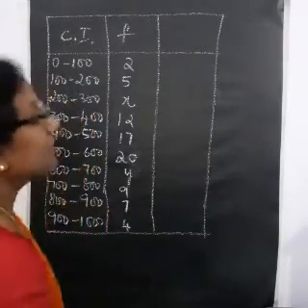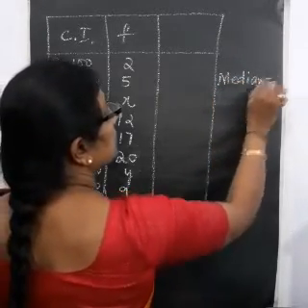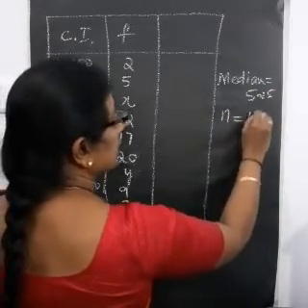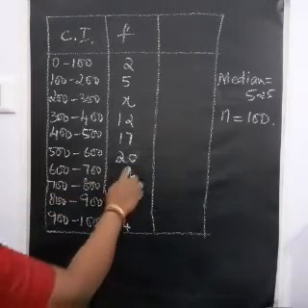Okay, so what have they given? They have already given the median. Median is equal to 525. And they have said the total frequency is 100. Here they want us to find x and y.